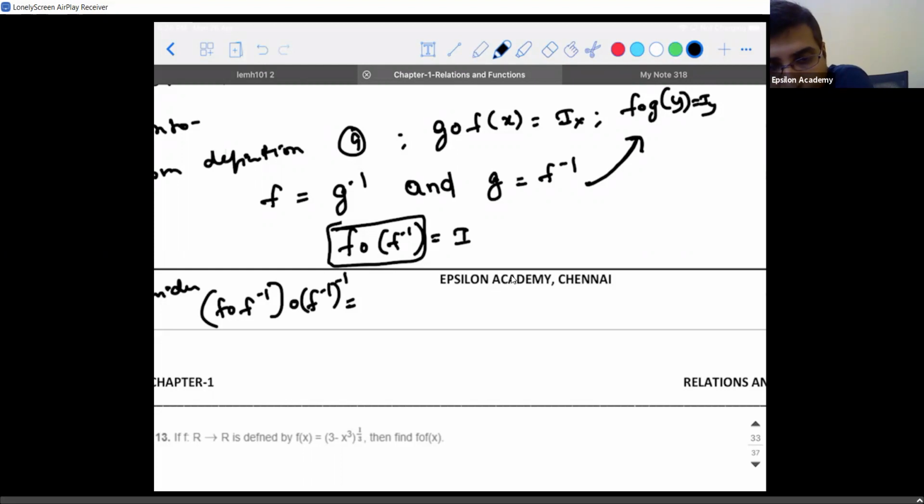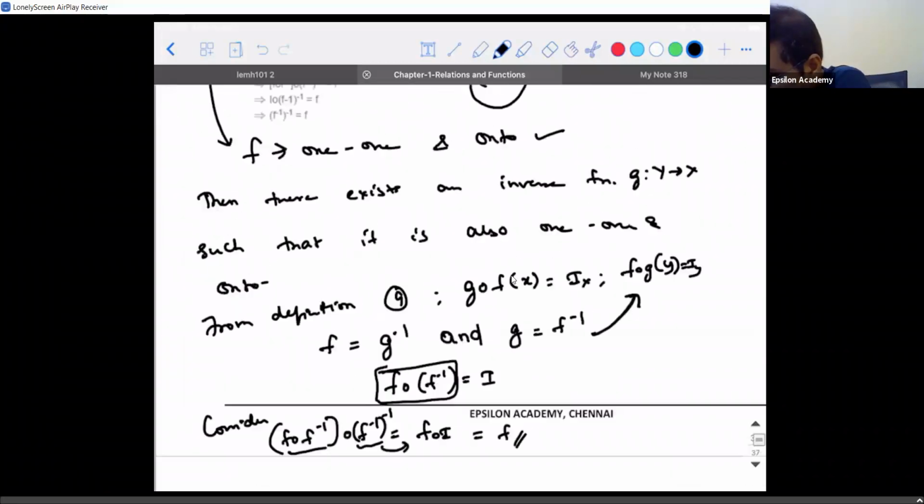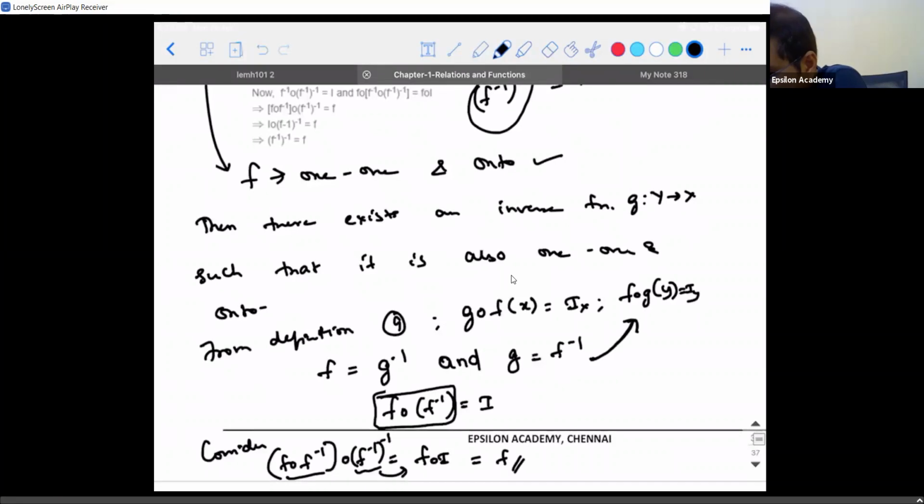What I did is, I took the inverse of F and again its inverse. This F circle F inverse is nothing but I, and this will also give you an I. So F circle I will come out. This F circle I is nothing but F. So that's how we need to prove. So these are the steps to be followed.